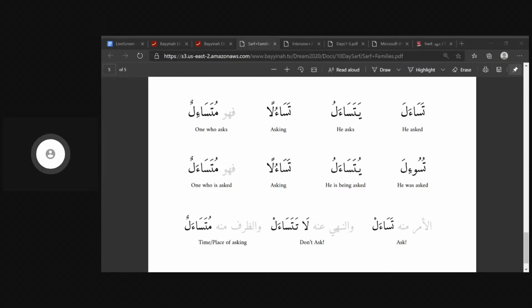How is tasa'ala different from saying sa'ala? Well, there's a whole extra ta at the beginning. That's how it's different.